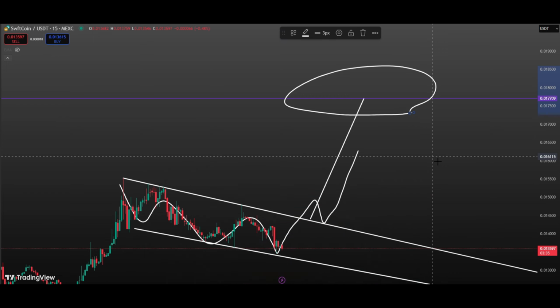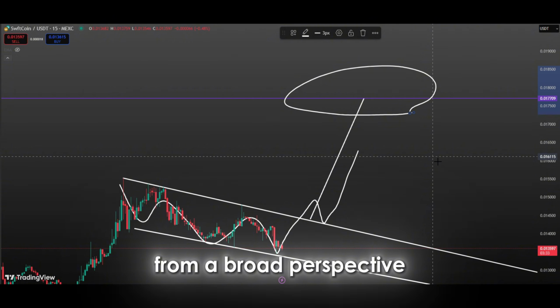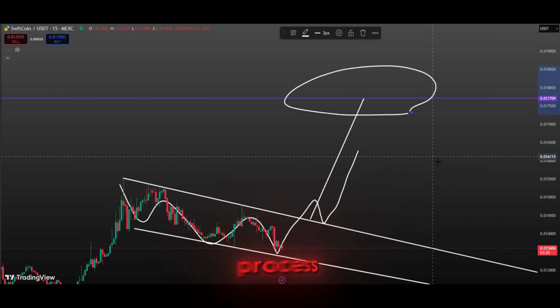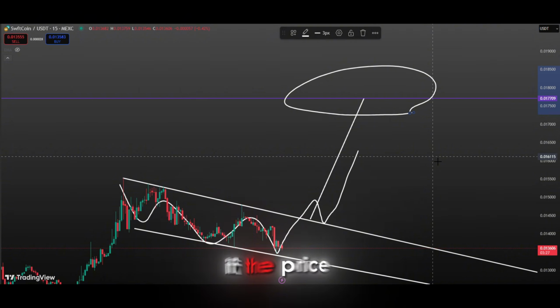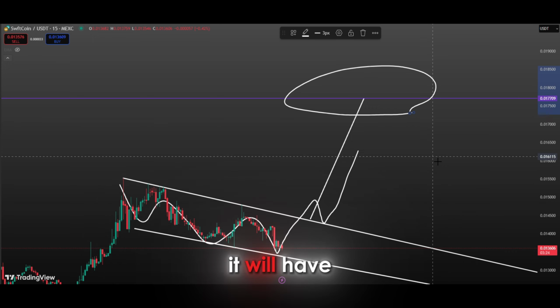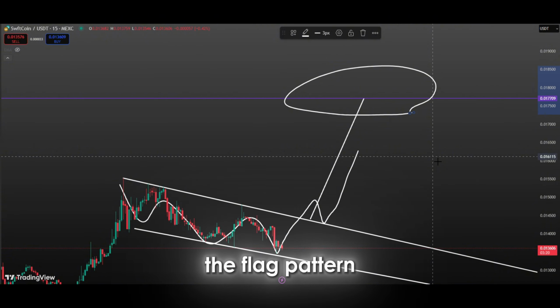To summarize, when we look at the chart from a broad perspective, the clearly formed flag pattern shows us that the overall trend of the price is still upward, and that these declines are actually a consolidation process. If the price manages to break this flag structure upwards in the coming days, and if this breakout is supported by increasing volume, it will have the potential to start a new rally up to the previous bullish distance, which is the classic target of the flag pattern.